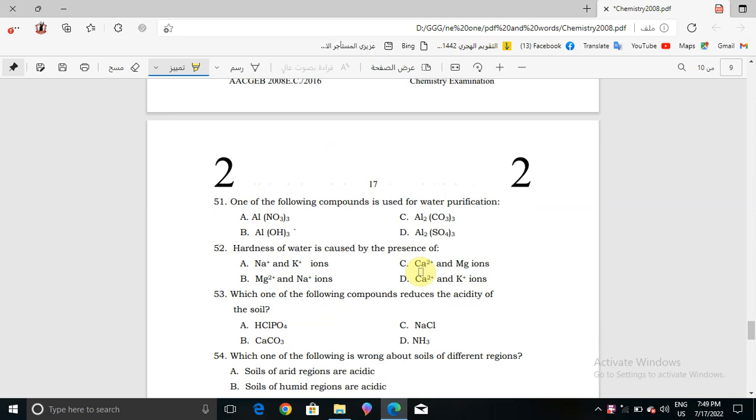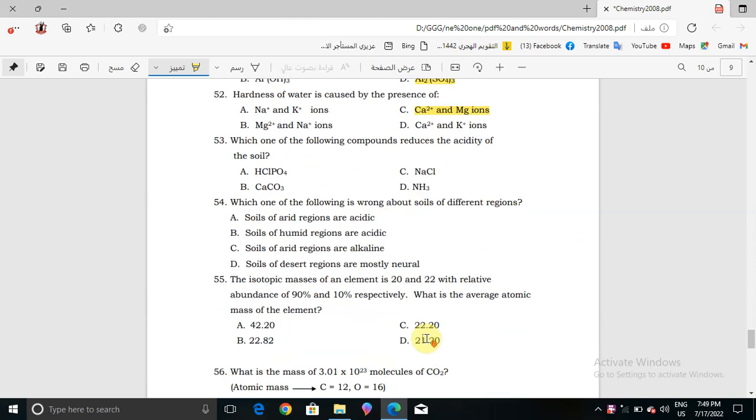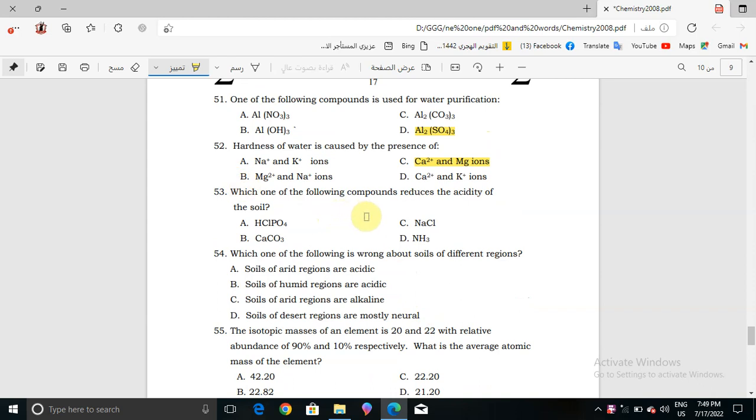Okay, in question number 51. One of the following compounds is used for water purification. It will be aluminium sulfate, Al2(SO4)3. Now question number 52. Hardness of water is caused by the presence of calcium and magnesium ions. Now which of the following compounds reduces the acidity of the soil? It will be calcium carbonate.